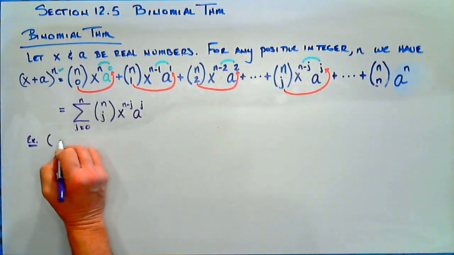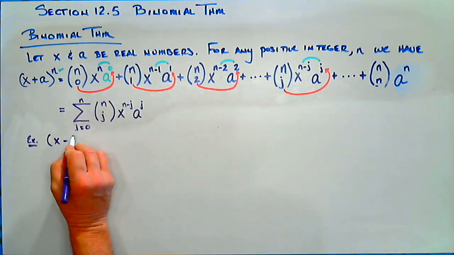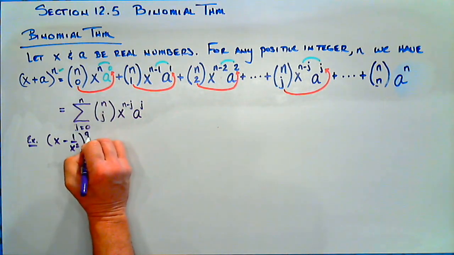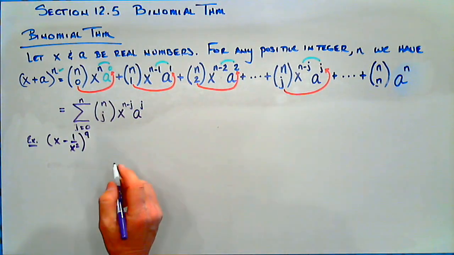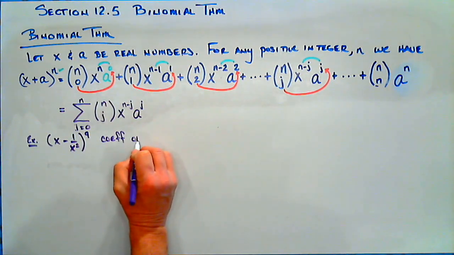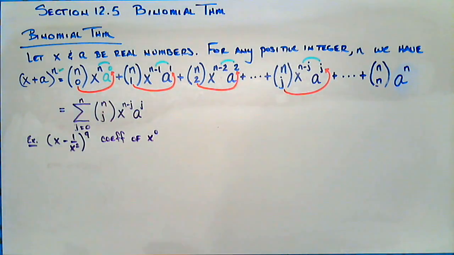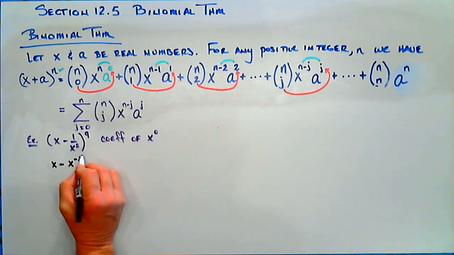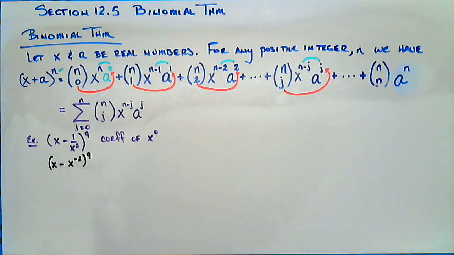So they give us this now. x minus 1 over x squared, to the 9th. And they want the coefficient of x to the 0. All right? Now, before we can begin to do this, we have to do some strategies. We got to bring in some strategy. We got to think this through. This is x minus x to the negative 2, all to the 9th.